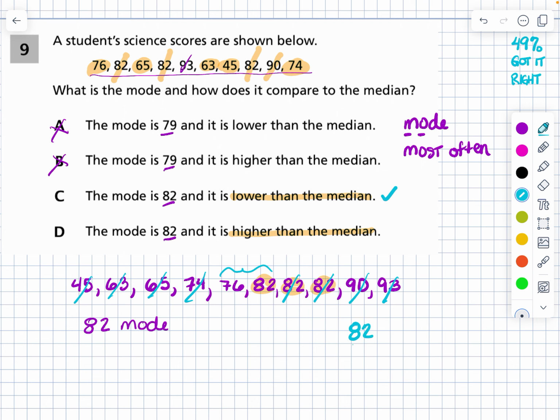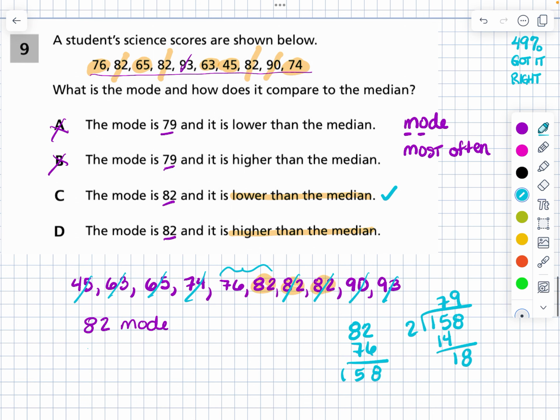82 and 76 is 158. Divided by 2: 2 times 7 is 14. And then we've got 18 left. 2 times 9 is 18. So 79 is the median.